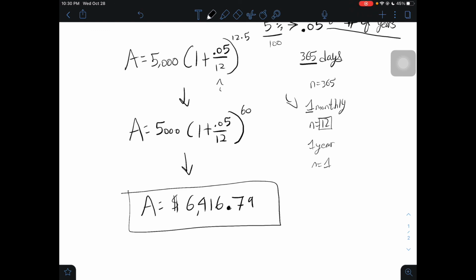And that is how we do it for compound interest that's being compounded some part of a year.